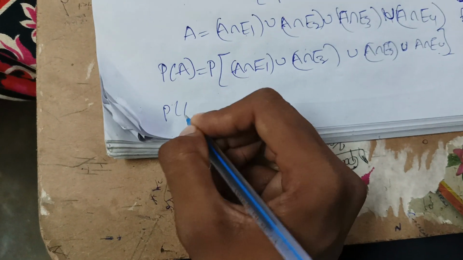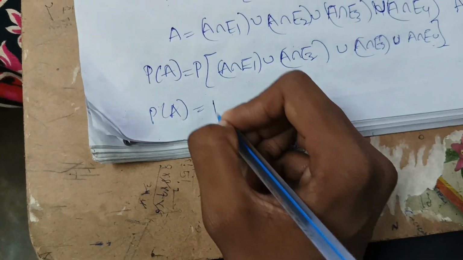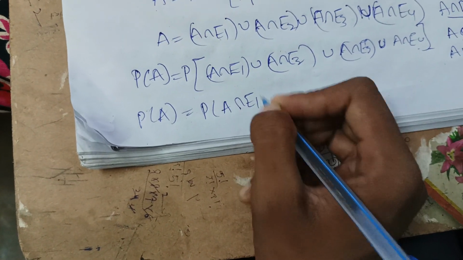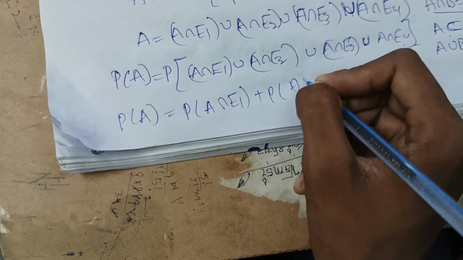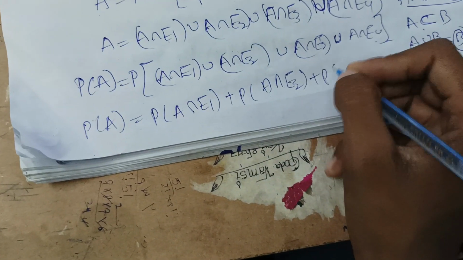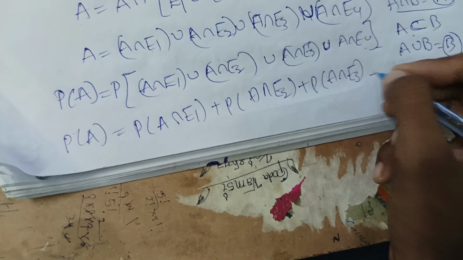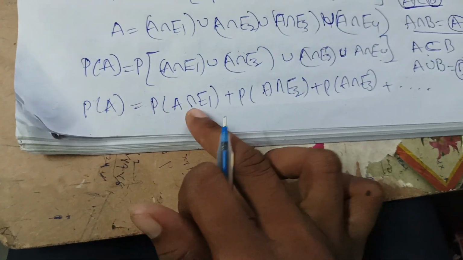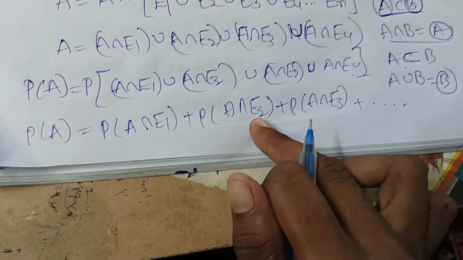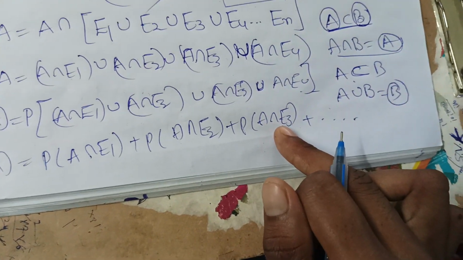So P of A is equal to P of A intersection E1 plus P of A intersection E2 plus P of A intersection E3 and so on. So simply we have to neglect those terms.